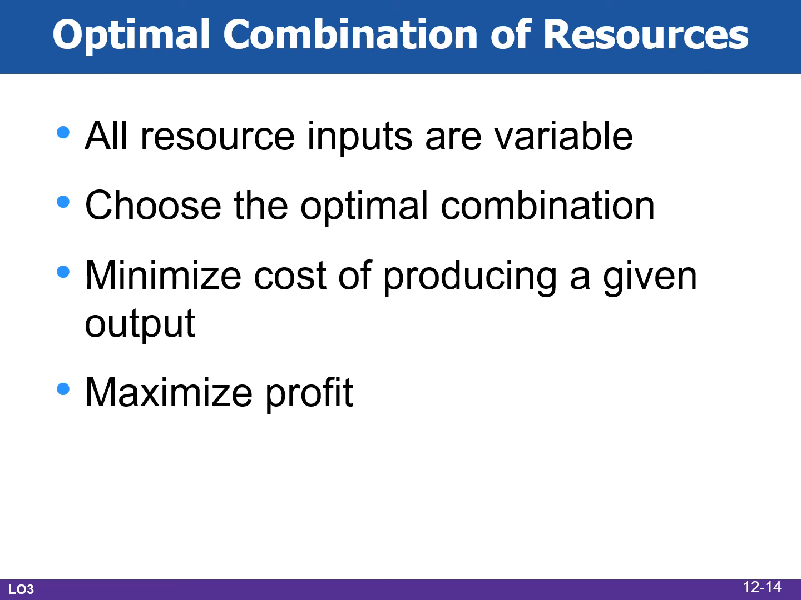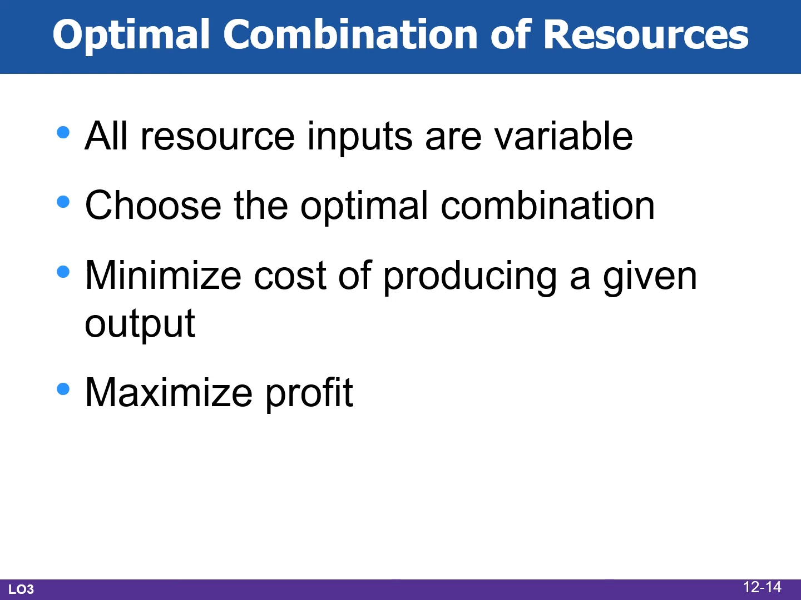Well, the first assumption we must employ here is that we are dealing with the period known as the long run. In the long run, all resources are variable, including capital, the size of the firm. So assuming that all resources, all inputs, are variable will help us determine the firm's optimal combination of resources.